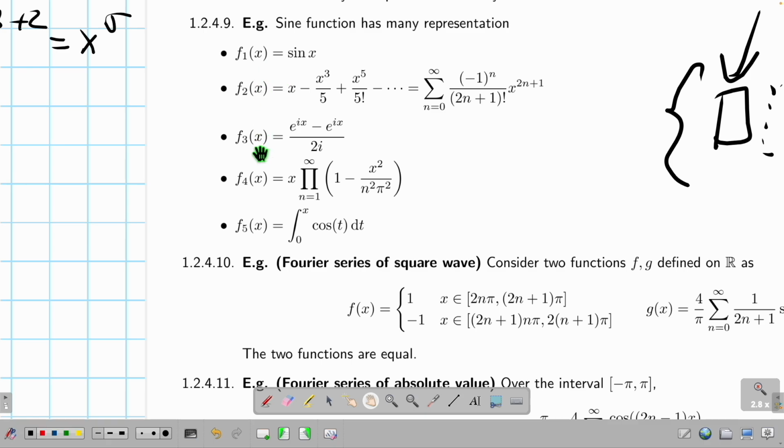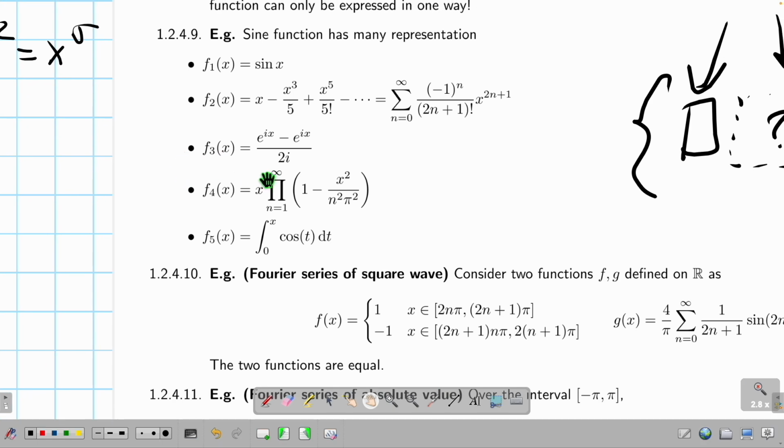How do you prove F1 and F3 are the same? First of all, you can assume they are the same by definition, because this is called Euler's formula, or you use complex numbers to show that they are the same. We don't touch this in this course. F1 and F4 is very complicated. You don't know what is going on, so no.